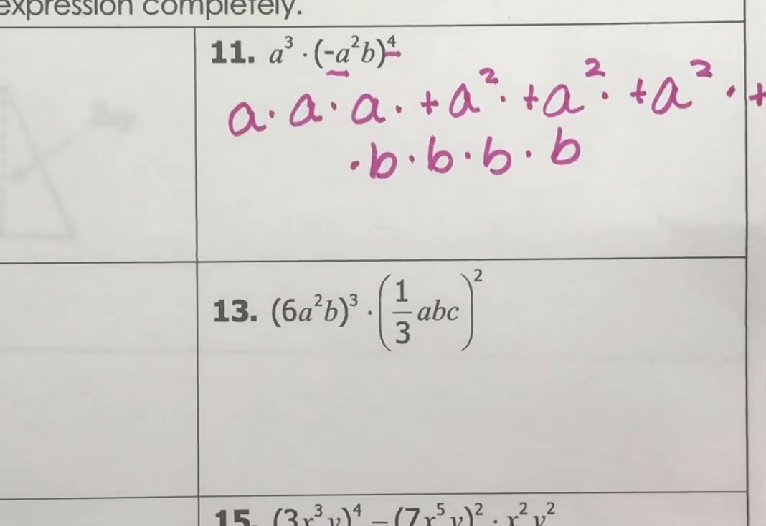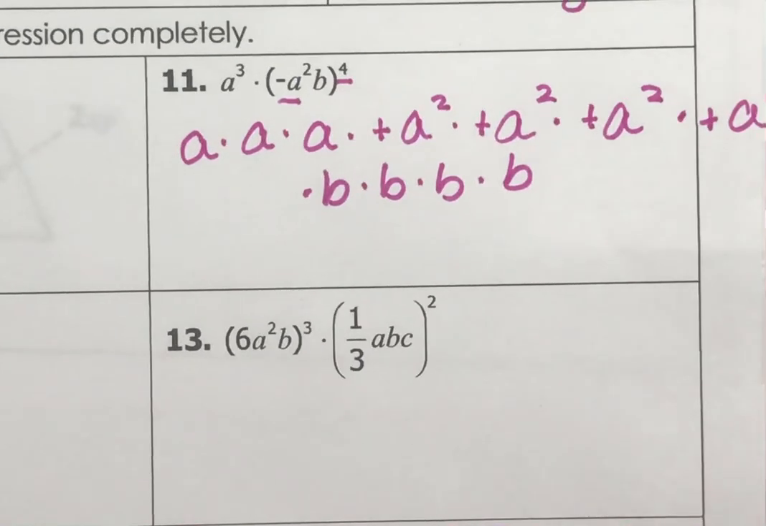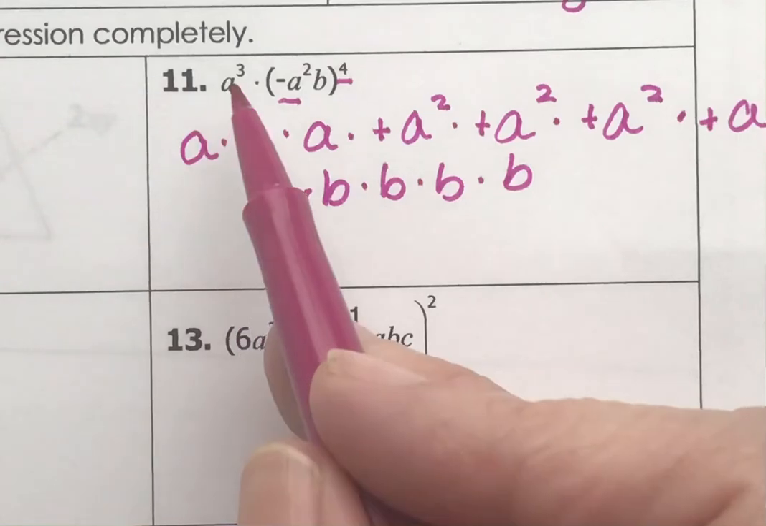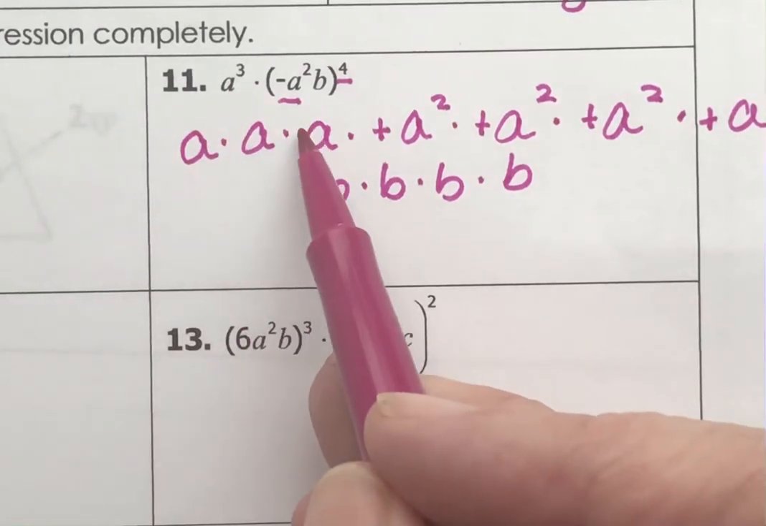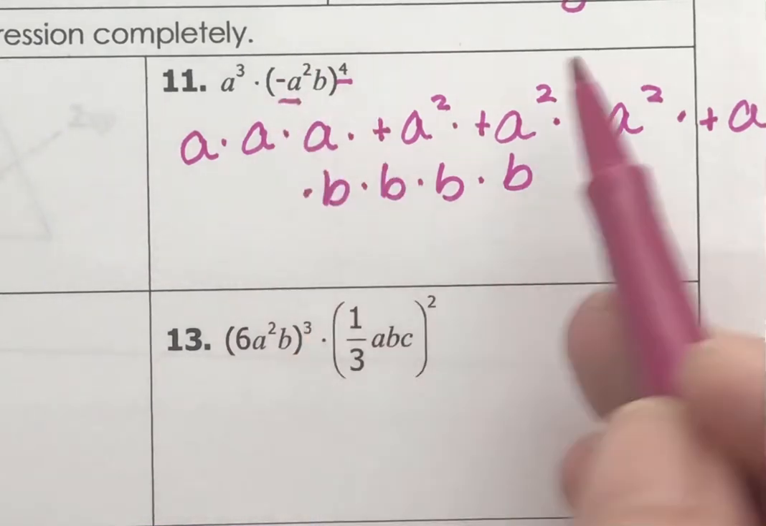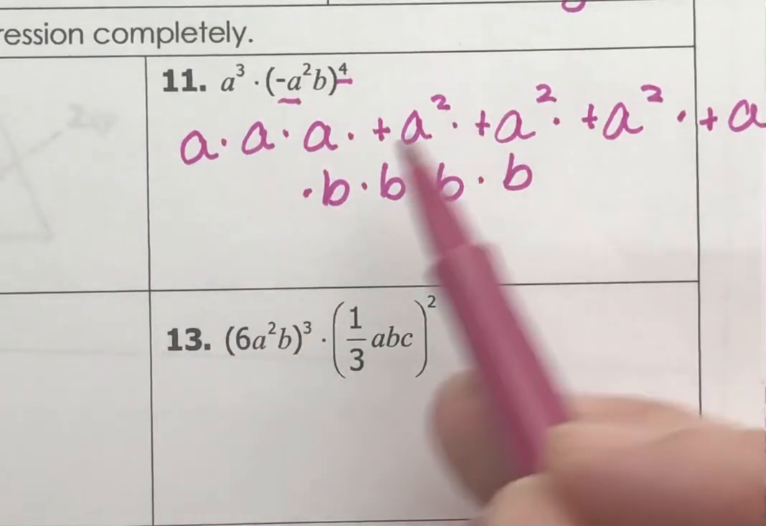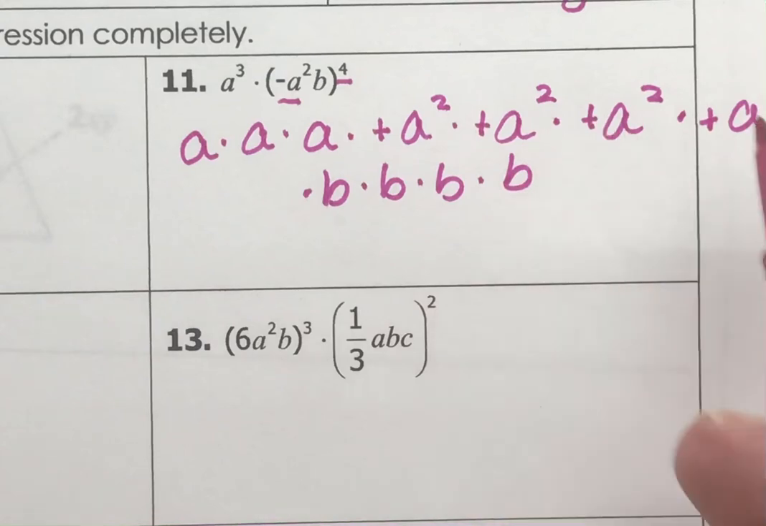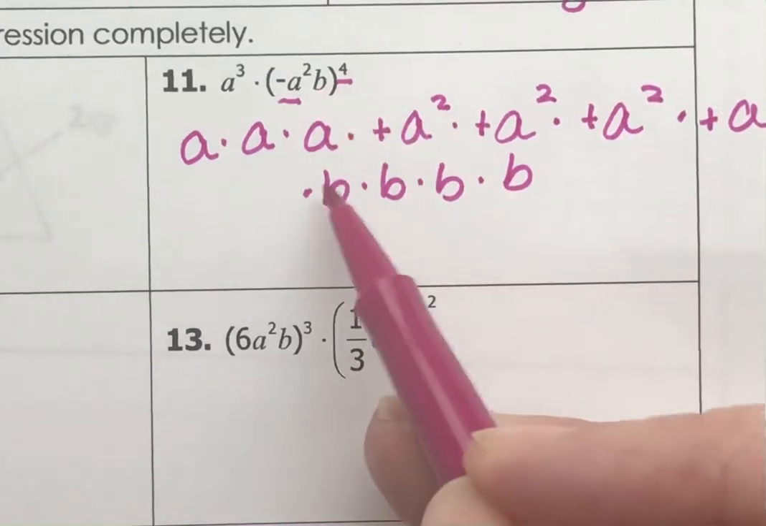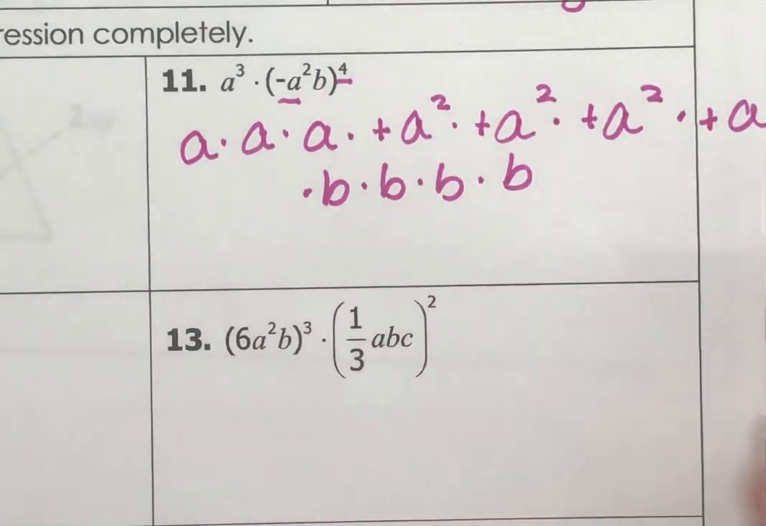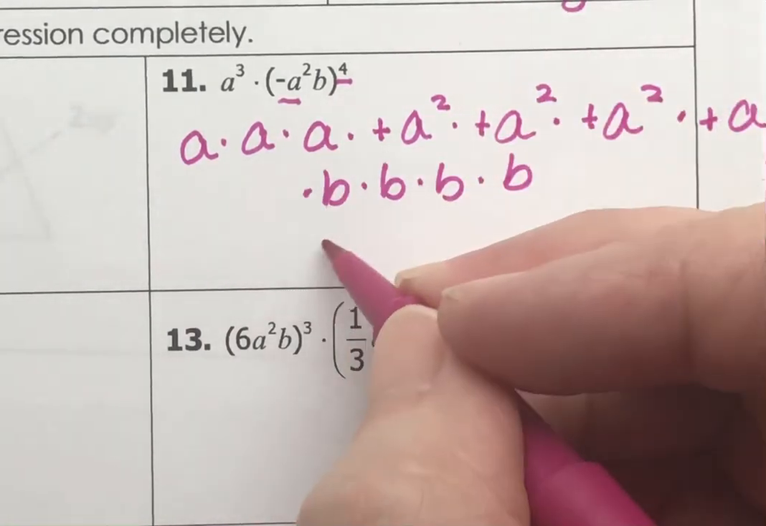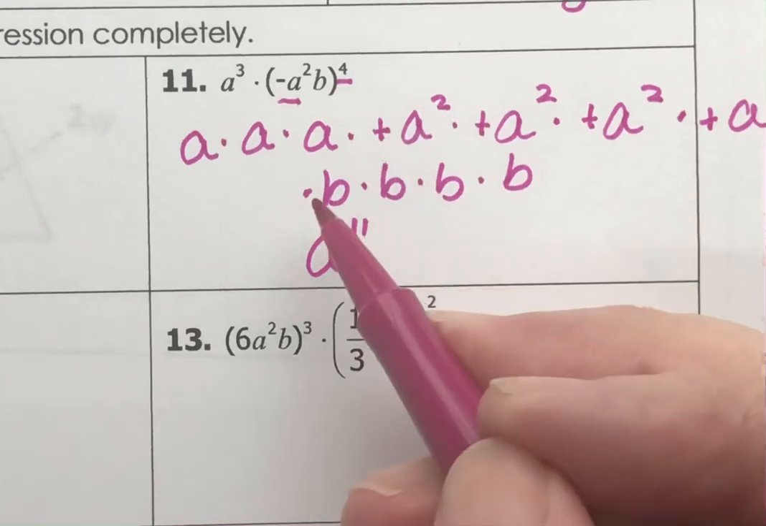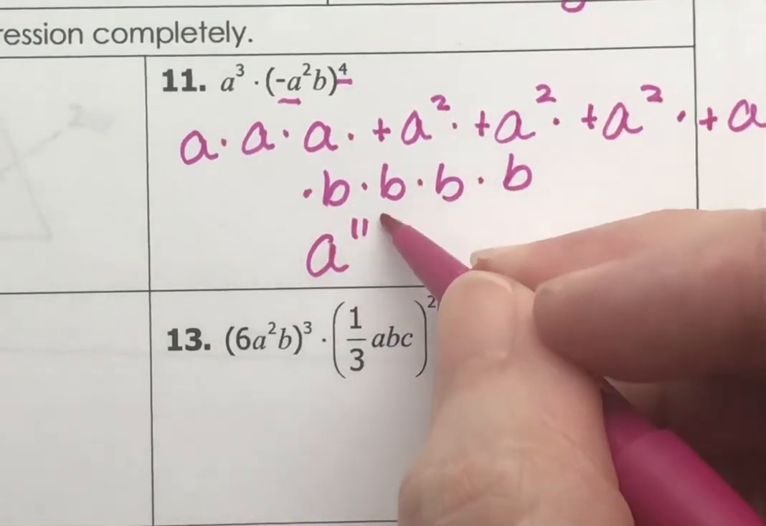Does everybody see that? So a to the third is a times a times a. And then I've got negative a squared 4 times. My negatives canceled each other out. And then I've got b 4 times. So now what do we have? We've got 2, 4, 6, 8, 9, 10, 11 factors of a. I've got 1, 2, 3, 4 factors of b.